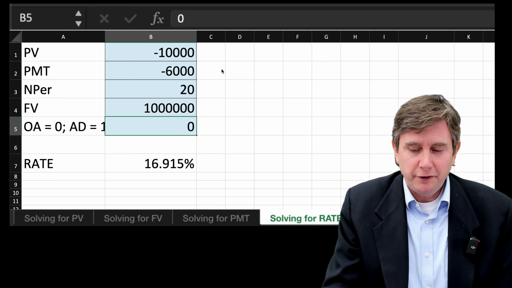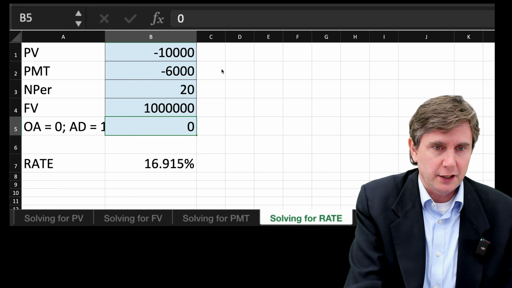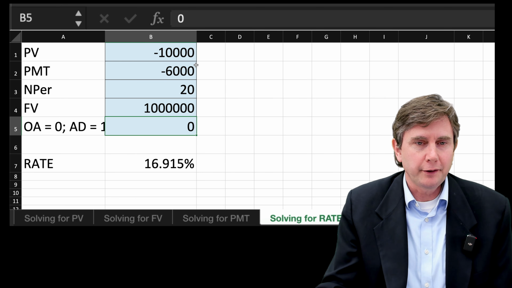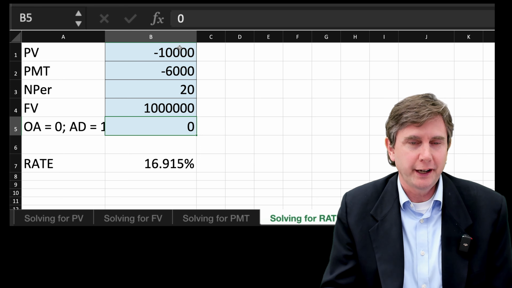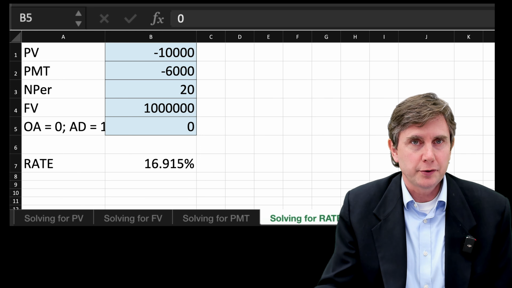You could also say, what if I save at the beginning of the year instead? And of course, it makes it a little easier to get to your goal. But interest rates are kind of fun, and we can play around. Now, key elements here, though, you got to get your cash flows right. 10,000 in, 6,000 in, those are going to be negative cash flows.